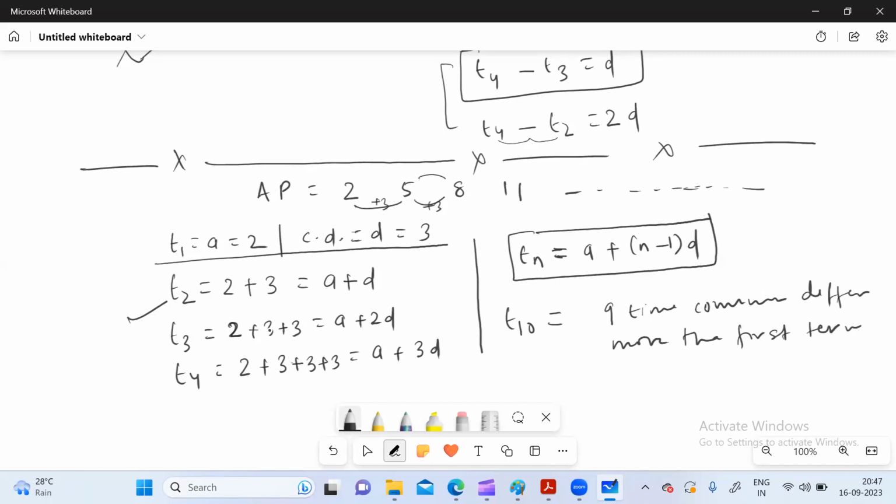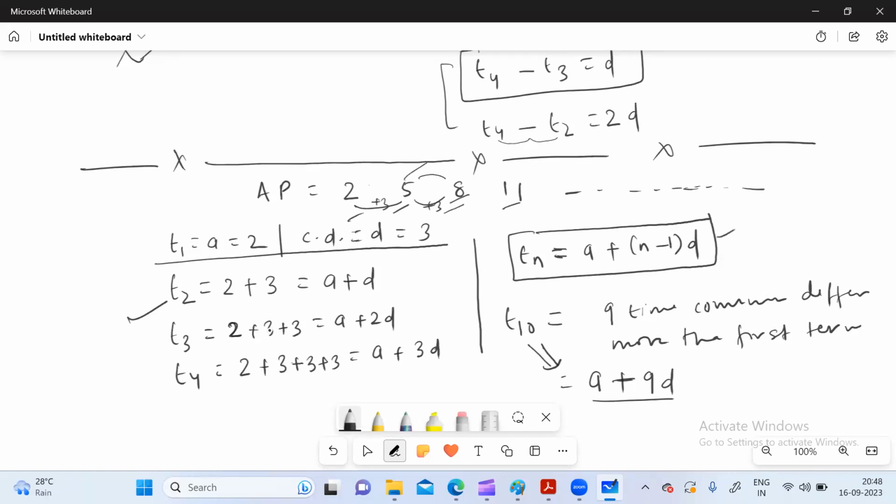Common difference more than first term. That means first term is A and 9 times common difference is 9D, and you get the 10th term. So without remembering this formula, you can just visualize: second term, you are getting D more than the first term.